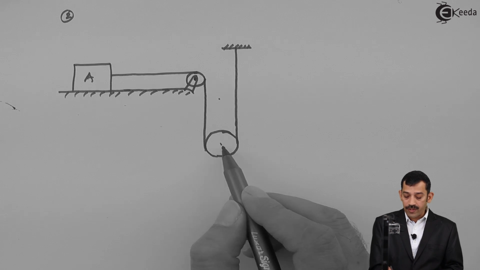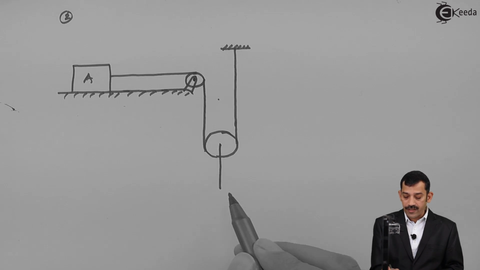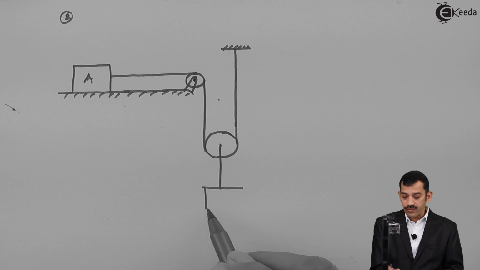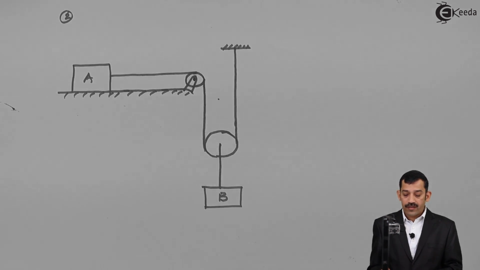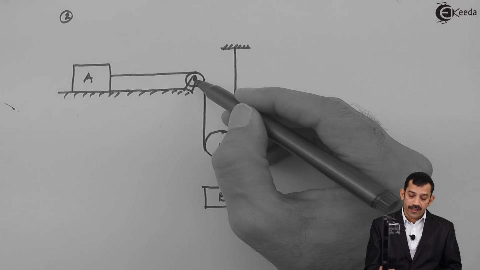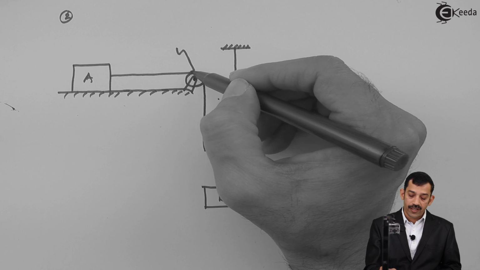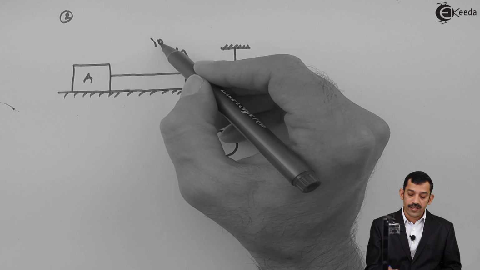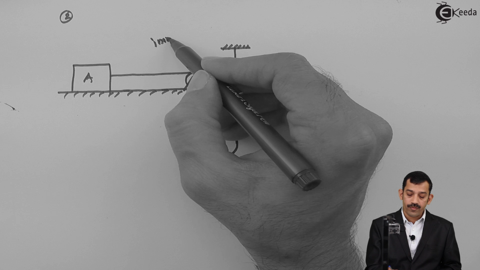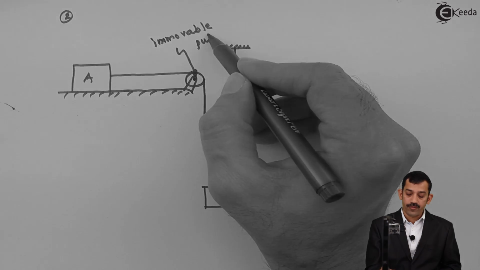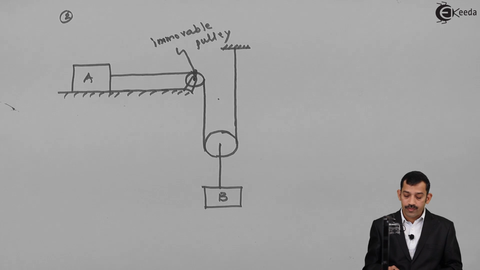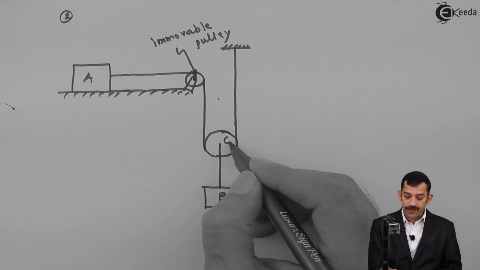Now to the center of this pulley, one more block is connected here. Say this one is block B. Now in this case, this pulley what I represented here, its center doesn't move in any direction. That means this pulley is again an immovable pulley. But what other pulley are you getting? Say the name of this pulley is C.